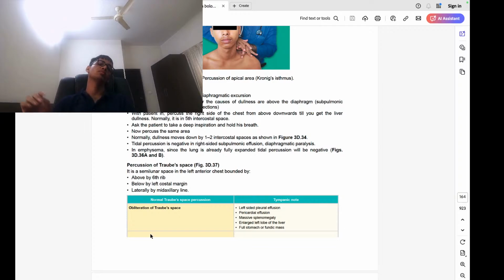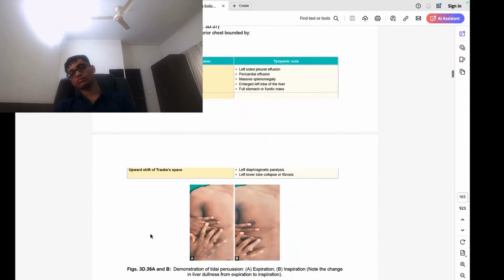Then percussion of the Traube's space. It is a semilunar space in the left anterior chest bounded above by the sixth rib, below by the left costal margin, and laterally by the mid-axillary line.